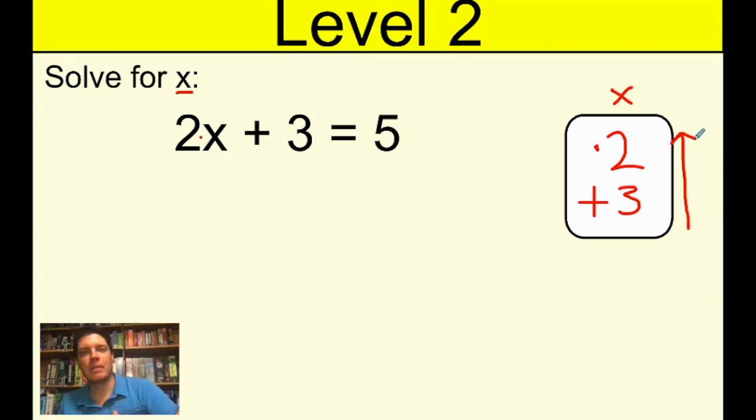You're going to start at the bottom of the list, and you're not going to add 3. You're going to subtract 3. And you're not going to multiply by 2. You're going to divide by 2. Okay? So that's how we're going to solve this equation. We're going to undo all of this stuff.